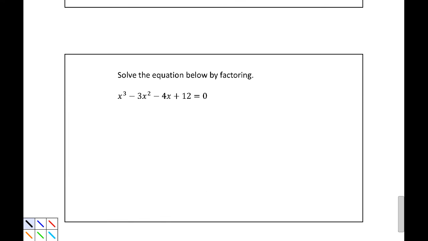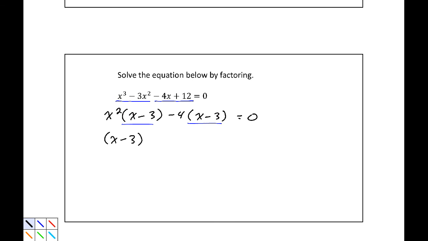Our last example is going to be we have 4 terms, so factoring by grouping. We go straight to that. Let's look at the first two. We could factor out an x squared. That would leave us with an x minus 3. Now, the second set of terms, we could factor out a minus 4, which would leave us with an x minus 3. Now, because we have a common binomial factor, we'll bring that out as x minus 3, and then we're left with x squared minus 4.